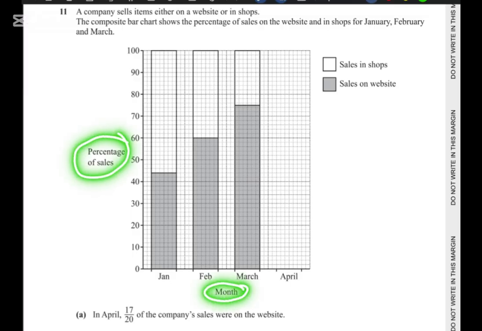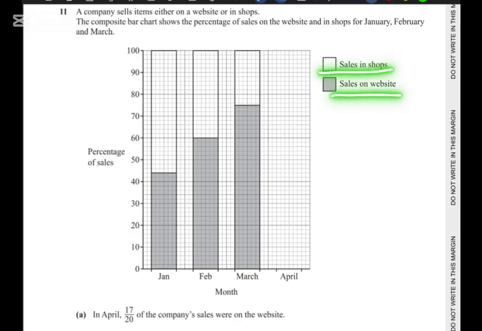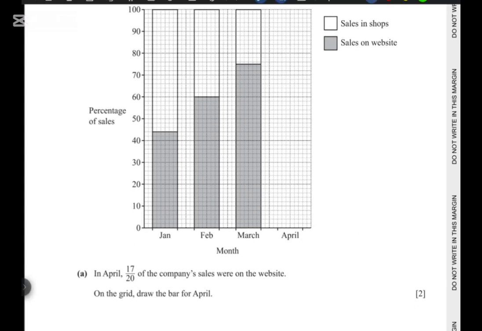So here the percentage of sales is on the vertical axis. The months are on the horizontal axis. So the shaded part is on the website. The empty part is sales in shops. So question A now. In April, 17 by 20 of the company's sales were on the website. On the grid, draw the bar for April. So we have to draw the bar and show how much percentage of sales was on the website and how much percentage of sales was in shops.